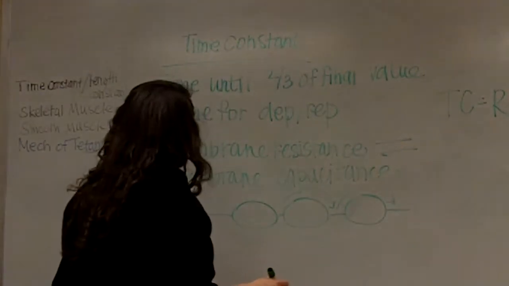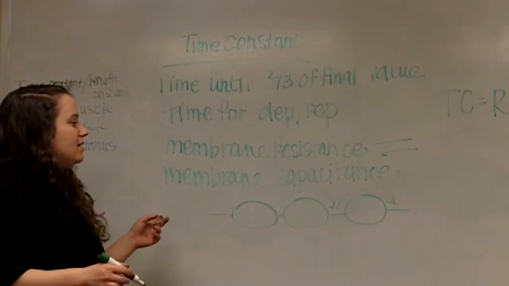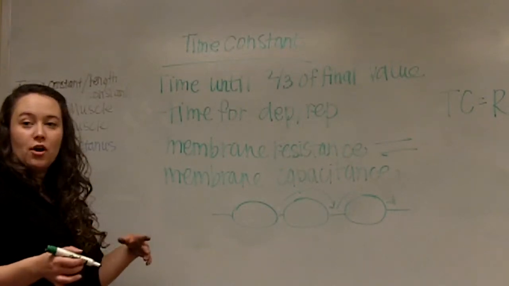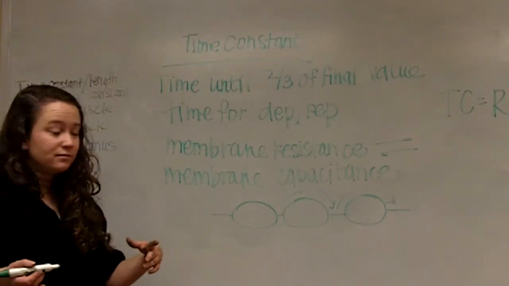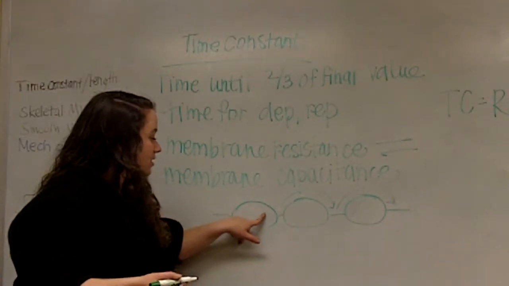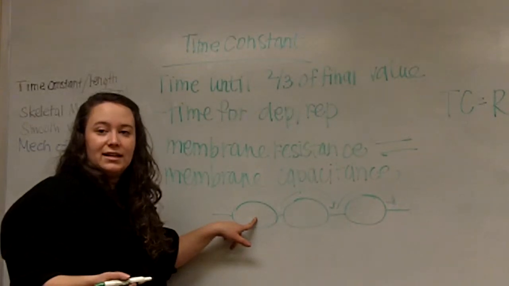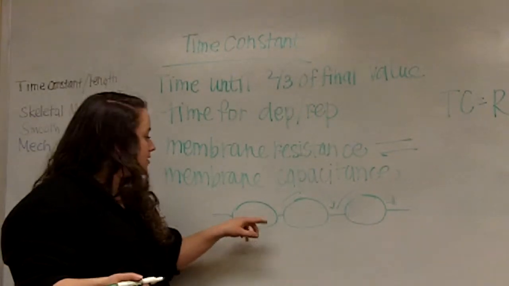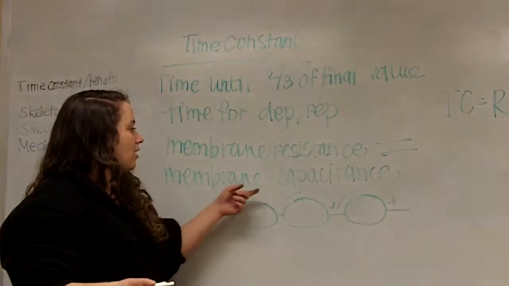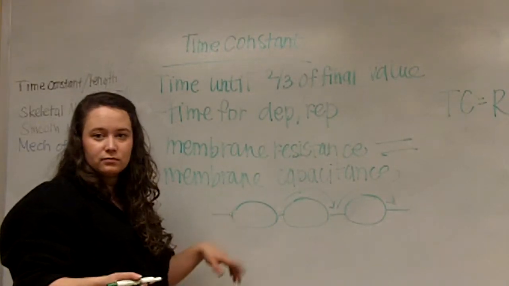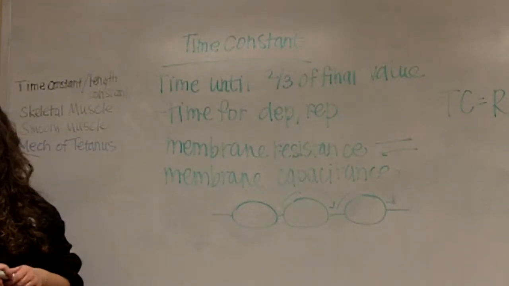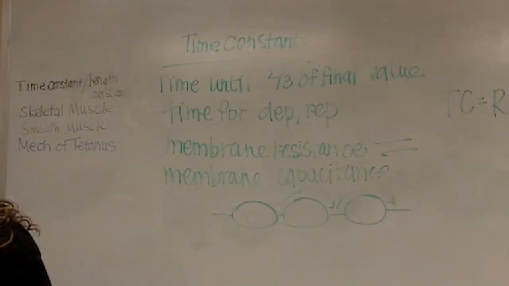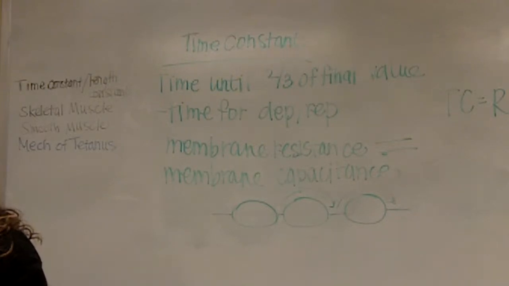Okay. And then capacitance is the ability for something to store charge. And so this goes up with myelin, because within these you can store the charge really well. It can't leak out. And so you have increased capacitance with myelin. Myelin equals increased capacitance. Mm-hmm. Okay. And if you increase capacitance, then you increase your time constant.